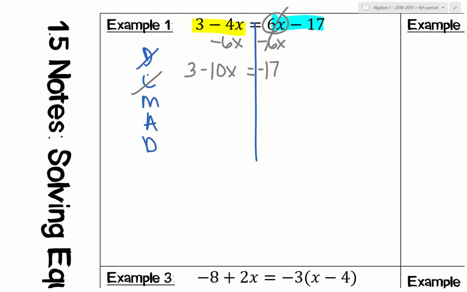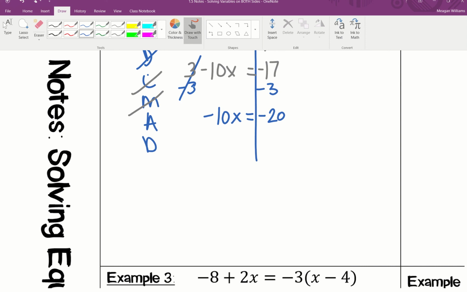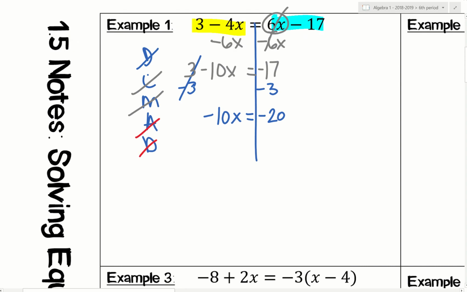Negative 17. Then I'm going to add or subtract the other things to get them to go away. So how do I move a positive 3? Subtract 3. Whatever I do to one side, I have to do to the other. So I'm left with negative 10x is equal to negative 20. Then I'm going to divide by the leading coefficient, which is negative 10. What is negative 20 divided by negative 10?